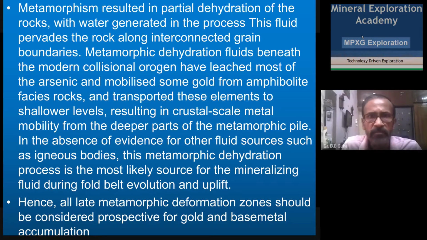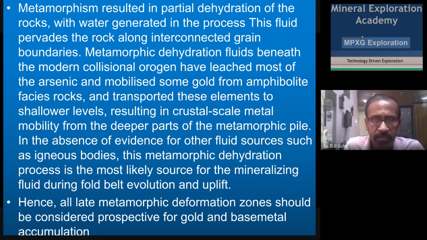As I have already told, metamorphism dehydrates the rock types and a lot of water is generated. This H2O, or in case of carbonate rocks, the activity of CO2, scavenges the metal from the rock types and deposits it into the place where this metamorphism is taking place, meaning the rock type itself, which is being changed gradually. So metamorphic dehydration fluids beneath the modern collisional origin have leached most of the arsenic, and this is the case in our Bhukia also. Possibly these metals were already present. This presence of metal is because of the dehydration fluids beneath the collisional origin below the Aravali fold belt.